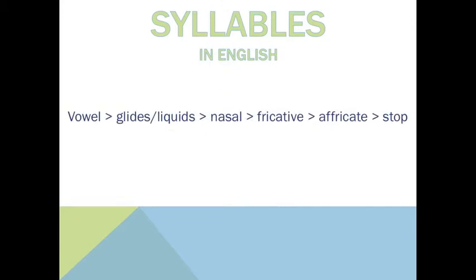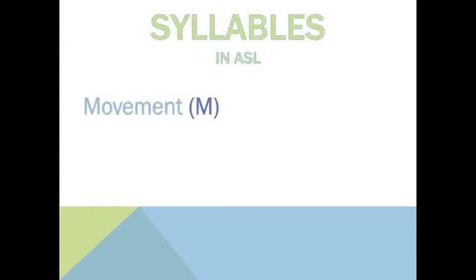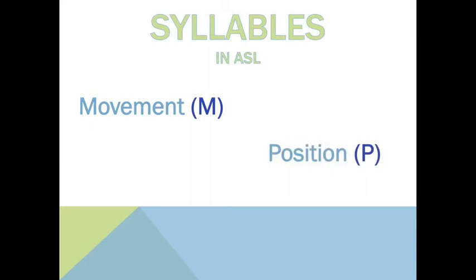For English, a phoneme's sonority is determined in relation to the relative loudness of other phonemes. Here we can observe vowels are the most sonorant while stops are the least sonorant. We use the sonority hierarchy to determine the ideal syllabic breakdown. For example, art follows it while rta does not. Therefore, rta seems awkward. ASL is organized by syllabic rules similar to English.